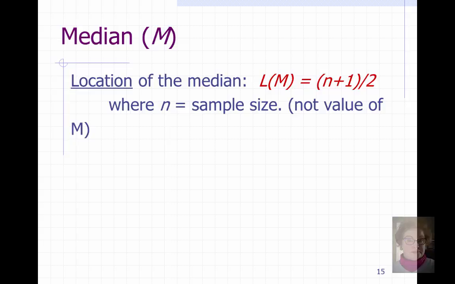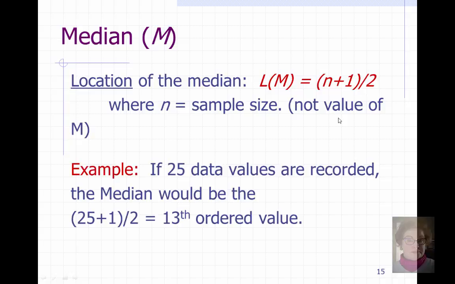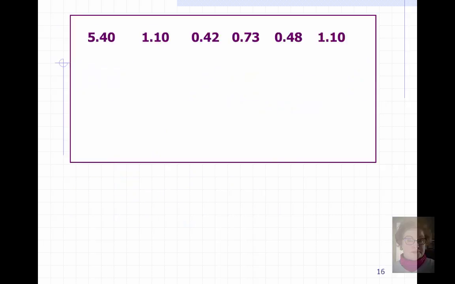Here is an example of a formula, L of M, L meaning location. So this tells you how you find the location of the median in your data set after it has been put in order. So you take the number of data values plus 1, divide by 2, and that gives you the location of the median. So for instance, if I had 25 data values, 25 plus 1 is 26 divided by 2. So the 13th value from the top or the 13th value from the bottom will be your median.